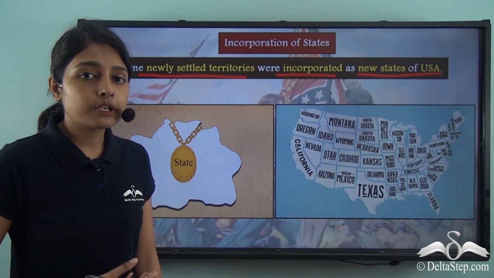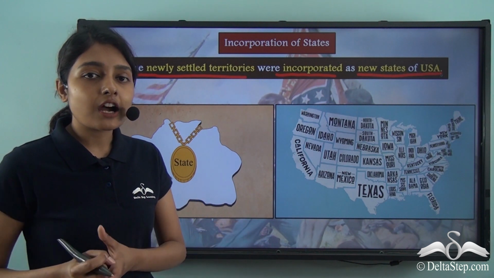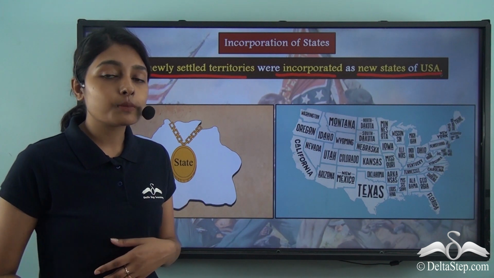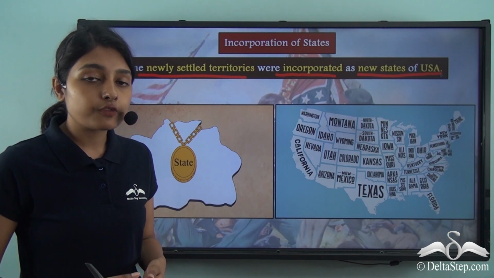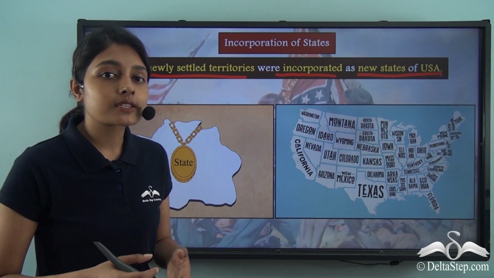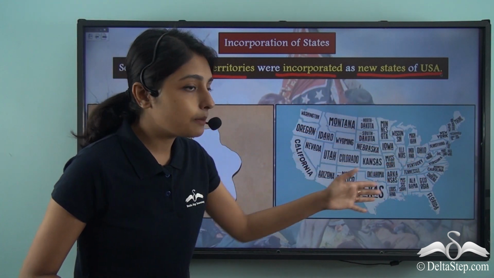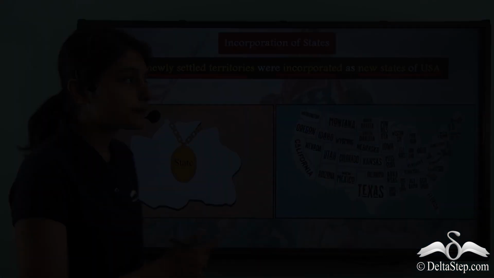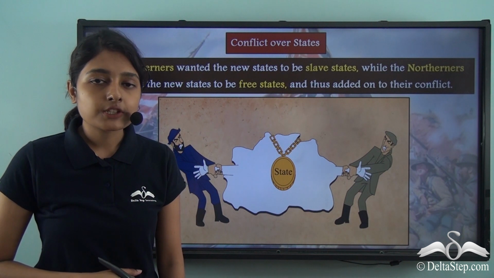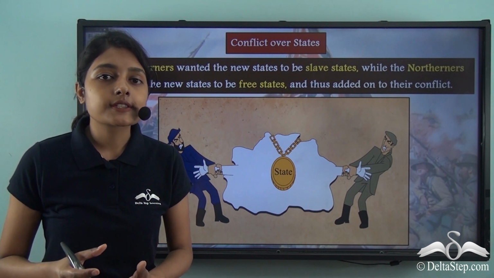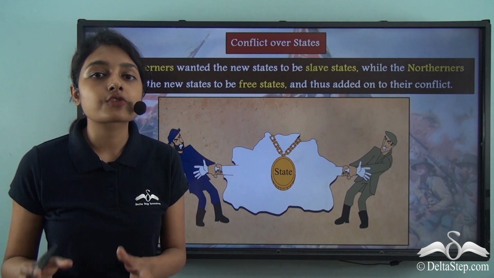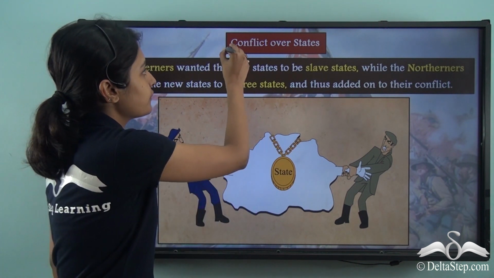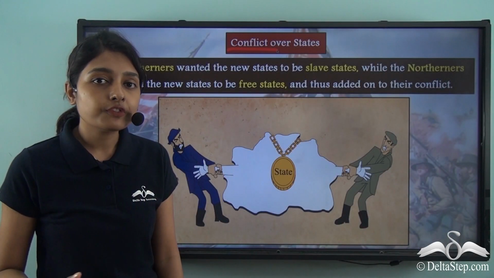Now it did not happen overnight. That is, immediately after annexing or buying those territories, they were not given the formal status of states. It happened over time. This was a process that took some time, and eventually the number of states under the United States of America started increasing. So after this territorial expansion took place and these territories were being given formal shape and structure of states by the United States of America, conflict arose. Why was there conflict over the states?